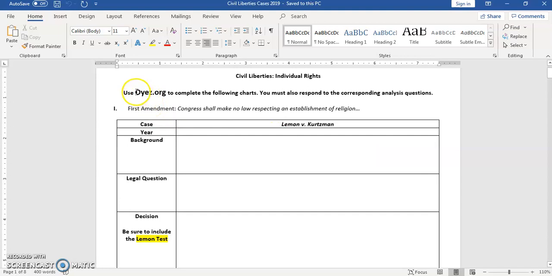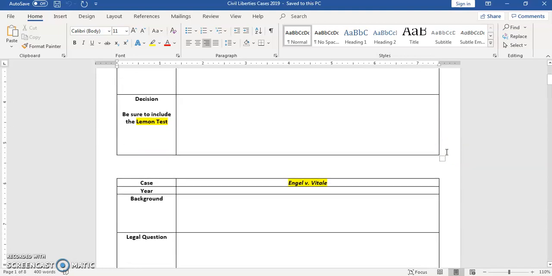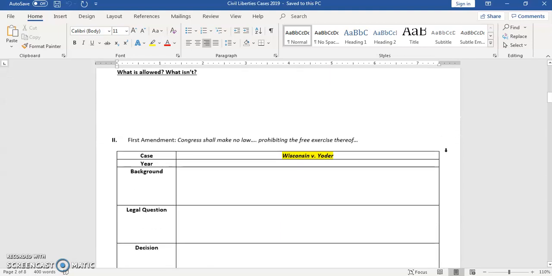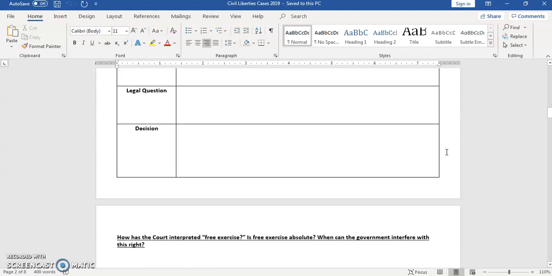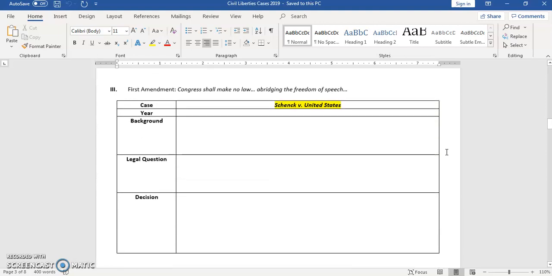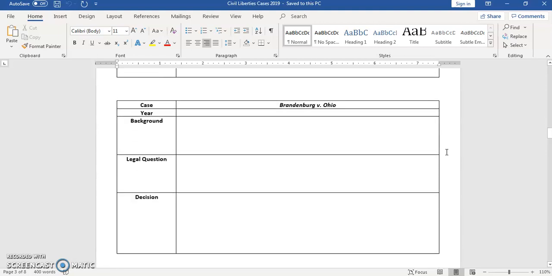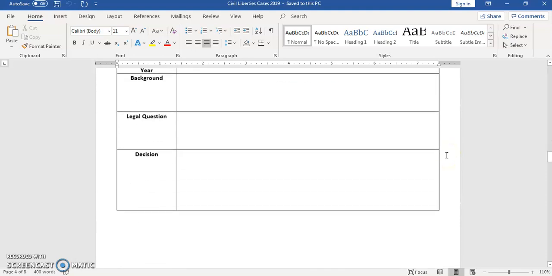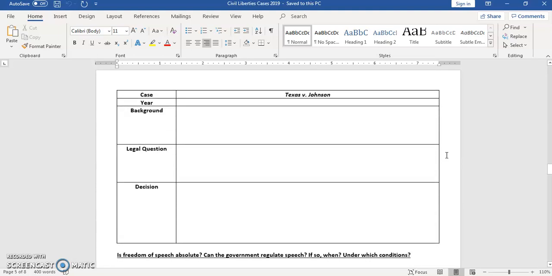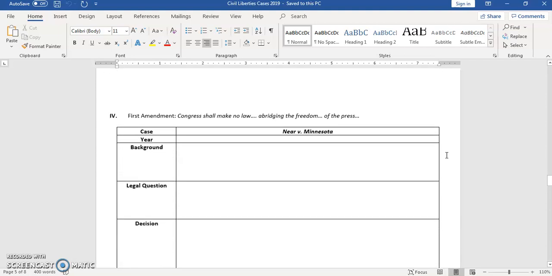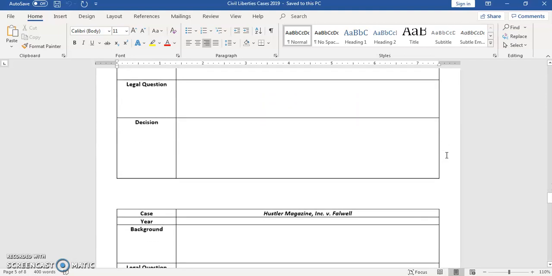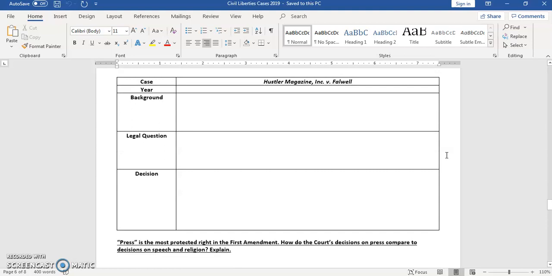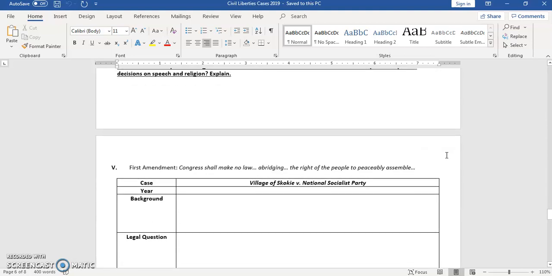You can use the website oyez.org. There's Lemon v. Kurtzman, Burwell v. Hobby Lobby to look at free exercise of religion, Brandenburg v. Ohio, that case I mentioned before, Cohen v. California, Tinker v. Des Moines, Texas v. Johnson, or a few more speech cases. Looking at the press, Near v. Minnesota, Hustler Magazine Incorporated v. Falwell, that looks at satire and its protection under the First Amendment.